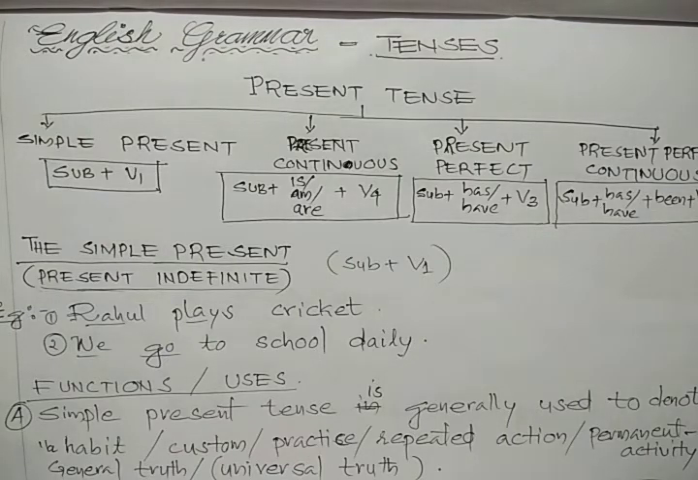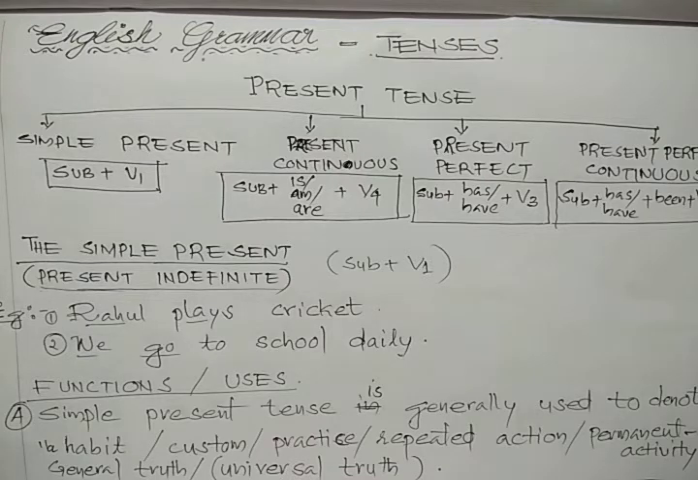As we have discussed in the previous lesson, present tense has four subcategories: simple present, present continuous, present perfect, and present perfect continuous. If you didn't watch the previous lesson, just go to the playlist and watch the lesson. There you will get an idea about the tenses and their different categories. And there we have discussed all the structures and different examples.